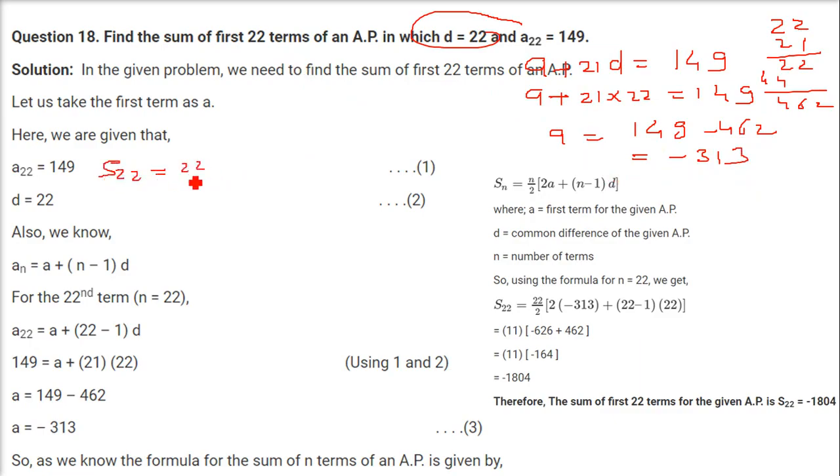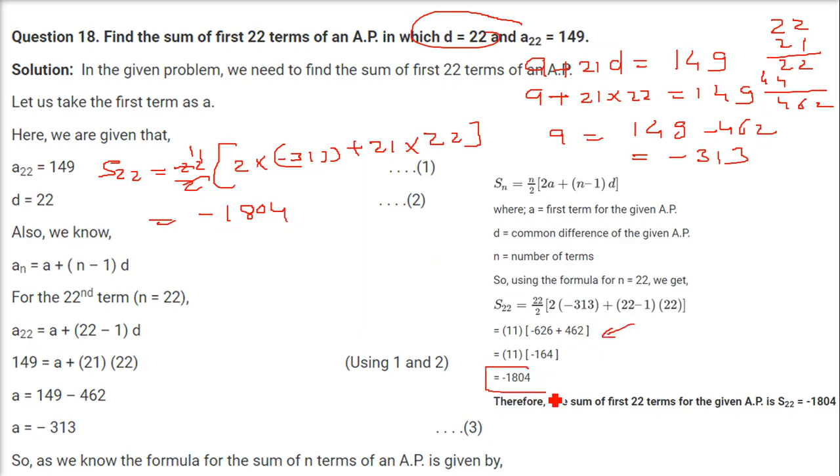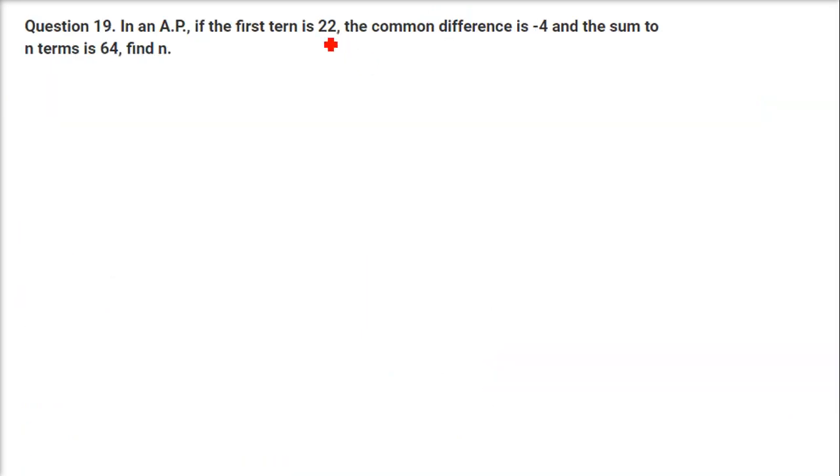S22 will be equal to 22 by 2, 2a, that is 2 into minus 313, plus n minus 1, that is 22 minus 1, 21 into d, and d is 22. This is going to be 11. So this is going to be minus 1804. This is the solution in front of you. It is minus 1804.